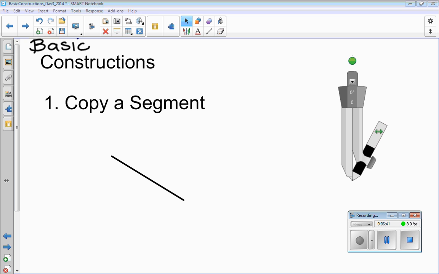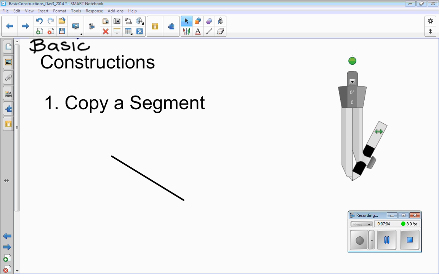Okay. So we have a couple of different compasses out there. And so when I talk to you about how to use the compass, I'll explain it in both ways, whether you have a sharp point one or whether you have a flat white one, okay? Either one is fine. So if we want to copy this segment, we want to make sure it's the exact same length as what's given to us.